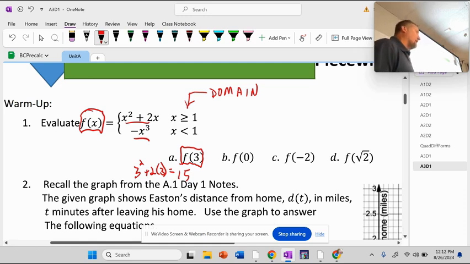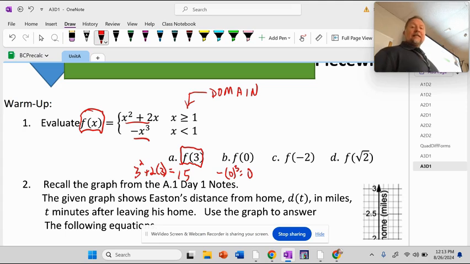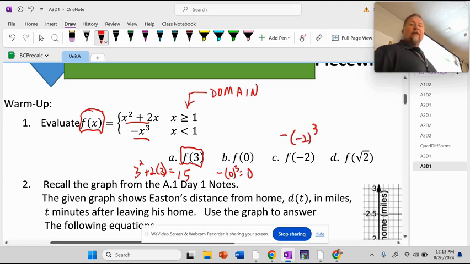What's f of 0 then? Top or bottom? Bottom. 0 is less than 1, so that's negative 0 cubed, which is 0. What about f of negative 2? Top or bottom? Bottom. This is negative 2 cubed, which is negative 8, negative, which is positive 8.